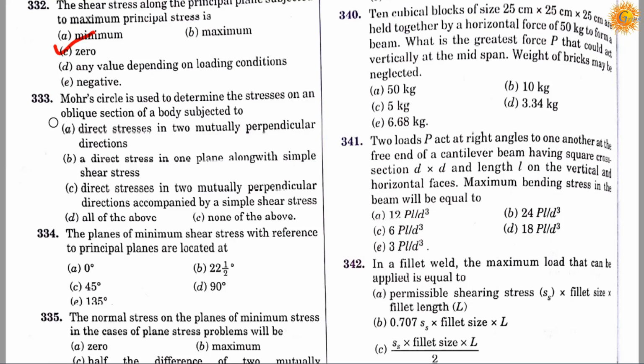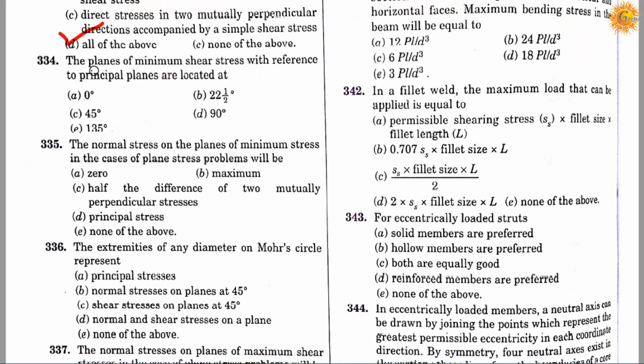Question number 333. Mohr's circle is used to determine the stresses on an oblique section of a body subjected to: option A, direct stresses in two mutually perpendicular directions; option B, a direct stress in one plane along with a simple shear stress; option C, direct stresses in two mutually perpendicular directions accompanied by a simple shear stress; option D is all of the above; and option E is none of the above. The correct answer is D, it will be all of the above.